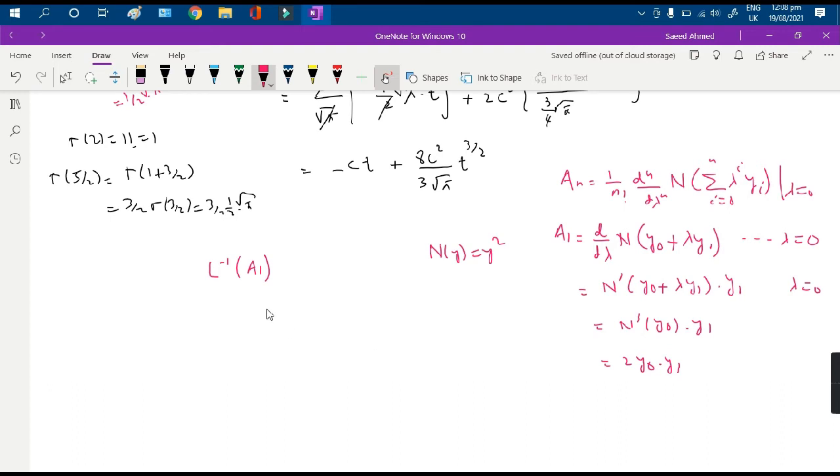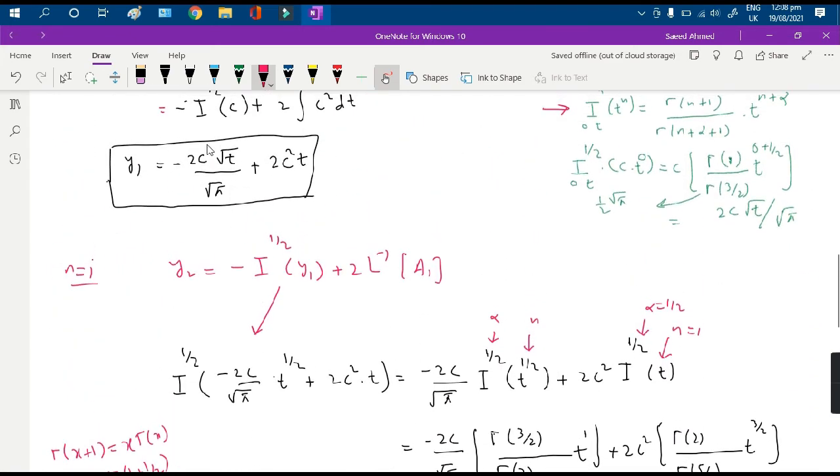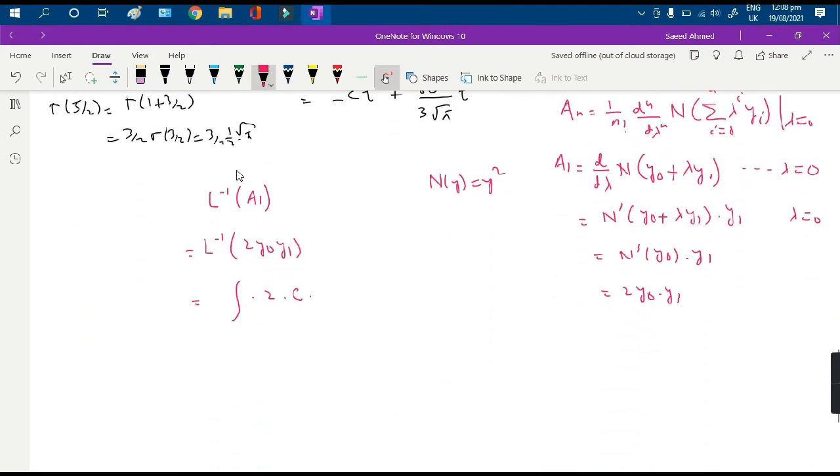So this is the value of a1. Coming back here, L inverse of a1, which is nothing but 2y0 into y1, and L inverse is just the classical integral operator with respect to t. 2y0, and y0 is c, and y1 we have found the value of, which is this one: minus 2c t squared over pi squared plus 2c squared t.